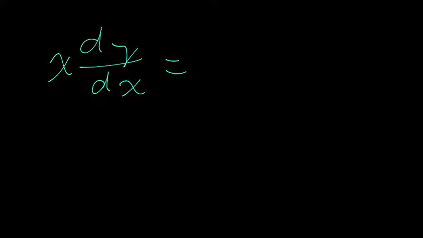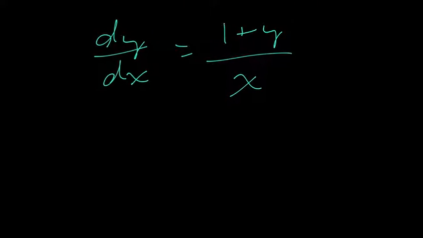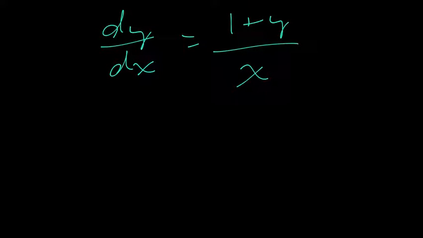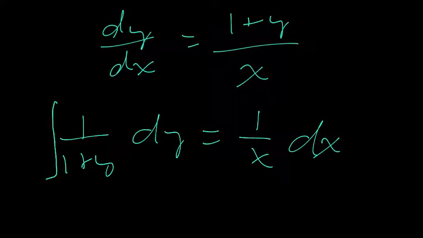So let's look at another example here, and I'll just go ahead and use a different color for this one. Let's say we're given dy/dx times x is equal to 1 plus y. So first, let's move this x to the other side, and we get dy/dx is equal to 1 plus y over x. And so now we can go ahead and separate our differentials here. So we'll get 1 over 1 plus y dy is equal to 1 over x dx. And we can integrate both sides again.